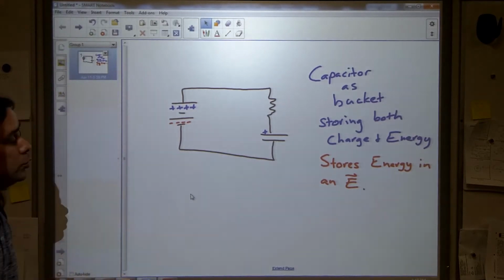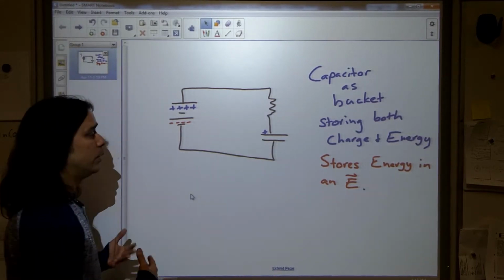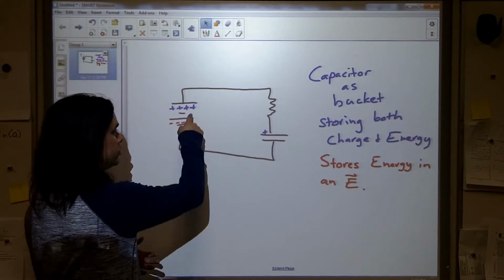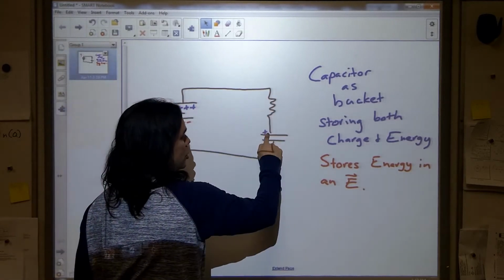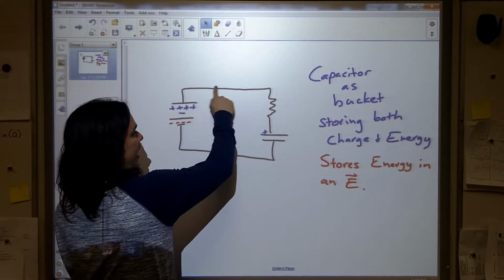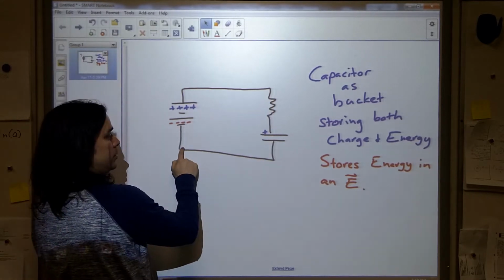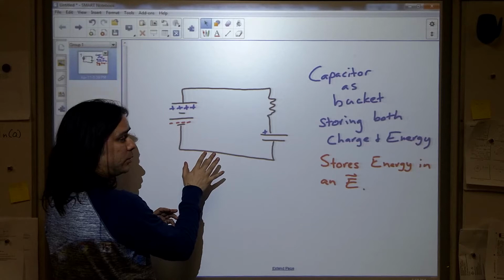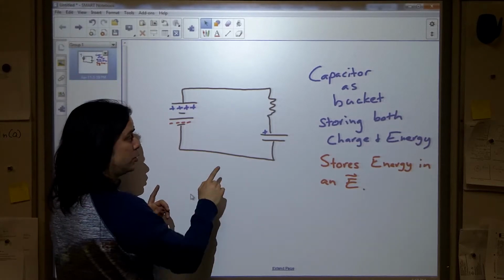Now, one of the things that usually confuses people is, well, shouldn't this cause a problem with Kirchhoff's rules? Because now I'm going to build up a positive charge over here. I won't have a current that goes through. The current coming out of the battery would not necessarily be equal to the current going into the battery. That's not the case, and I'll show you why.